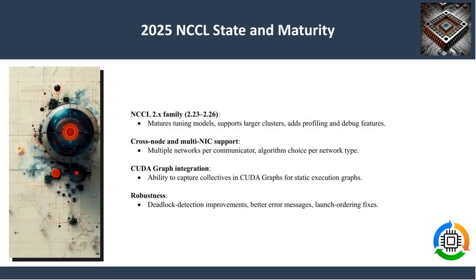The NCCL 2.x family, versions 2.23 to 2.26, enhances tuning models and supports larger clusters. It introduces profiling and debugging features, cross-node and multi-NIC (network interface card) support, and integrates with CUDA (Compute Unified Device Architecture) graphs for static execution. Robustness improvements include deadlock detection, enhanced error messages, and launch ordering fixes.